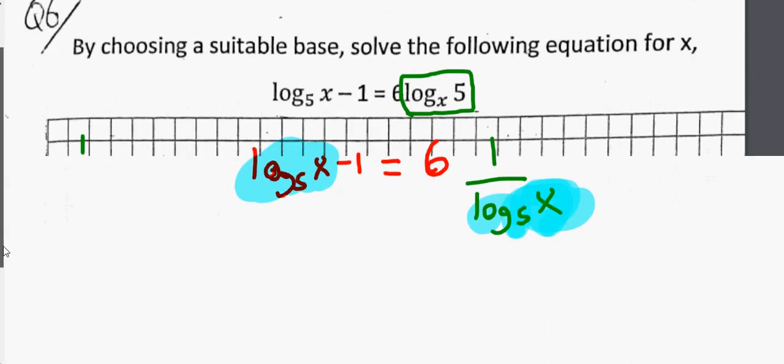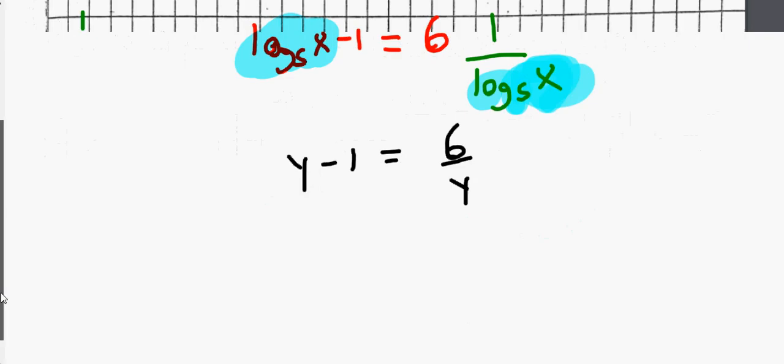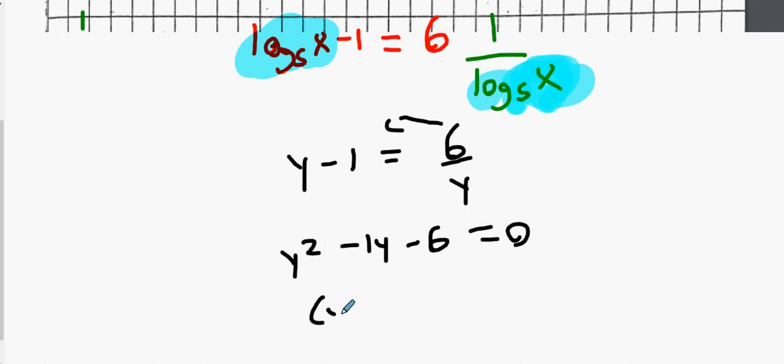Pick a letter. Y. Never pick a letter that's already in use. It makes the examiner feel like you fluked it. And what do we do then? Minus 1y and then bring over the 6. 2 answers.